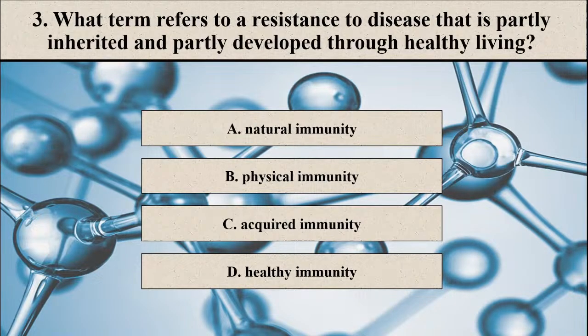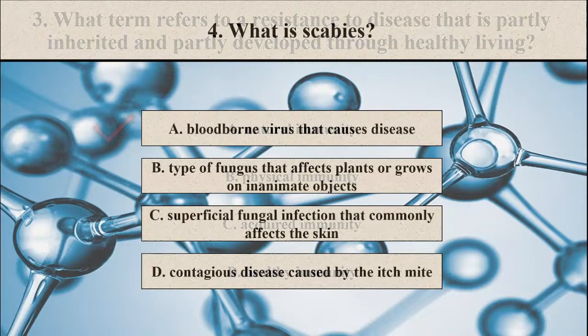What term refers to a resistance to disease that is partly inherited and partly developed through healthy living? Natural immunity, physical immunity, acquired immunity, healthy immunity. If you chose A, natural immunity, you are correct.